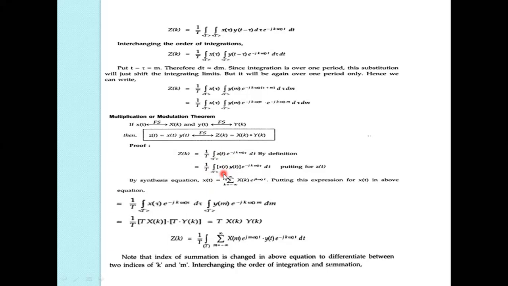And z of t, take x of t and y of t: 1 by T, the integral over T, x of t, y of t, e power minus jk omega naught t dt. By the synthesis equation, x of t is equal to the sum of k equal to minus infinity to infinity of x of k e power j k omega naught t.